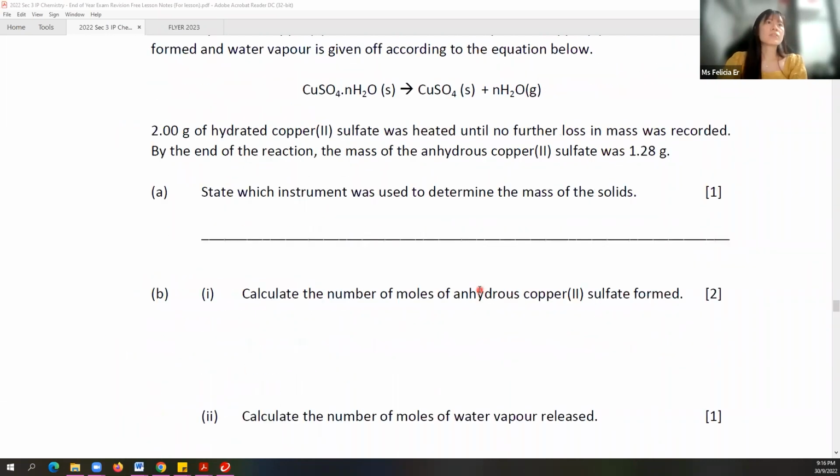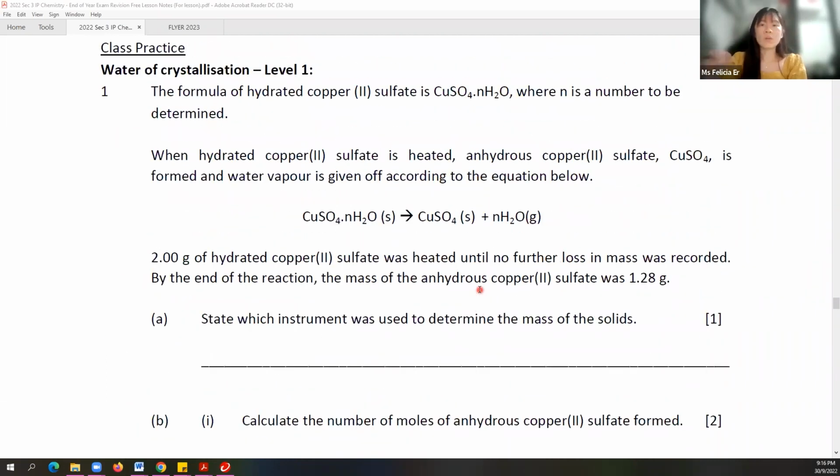Then once we conquer this, we'll go to a more challenging water of crystallization question, which is level 2 over here. Okay, so for water of crystallization, what does it mean? It means that the compound inside has this water of crystallization. So for copper(II) sulfate, usually when it's moist, it means it has this water of crystallization, it will be blue color. But if it is totally dry, without this water of crystallization, that means if it's purely just CuSO4 dry, then it will be white color.